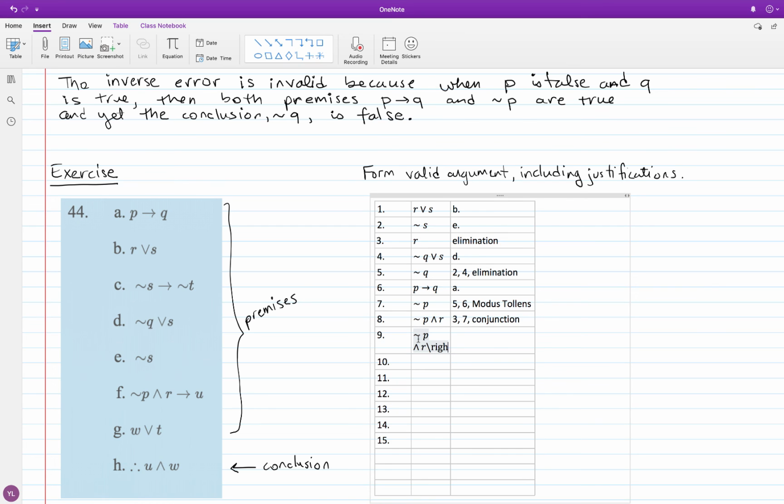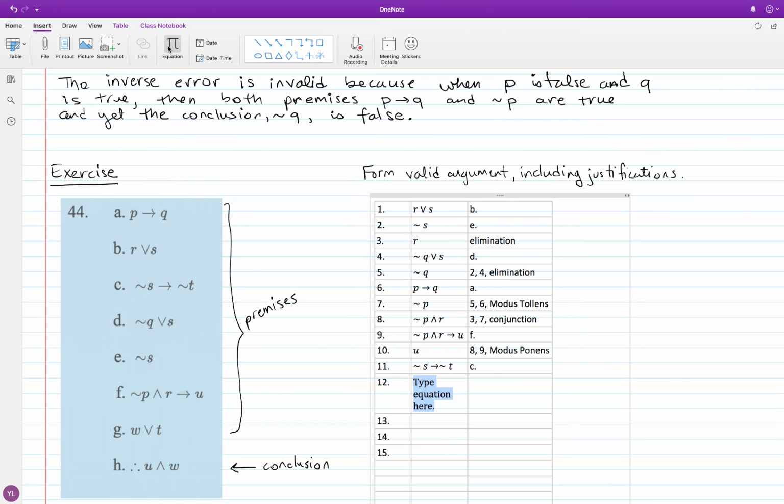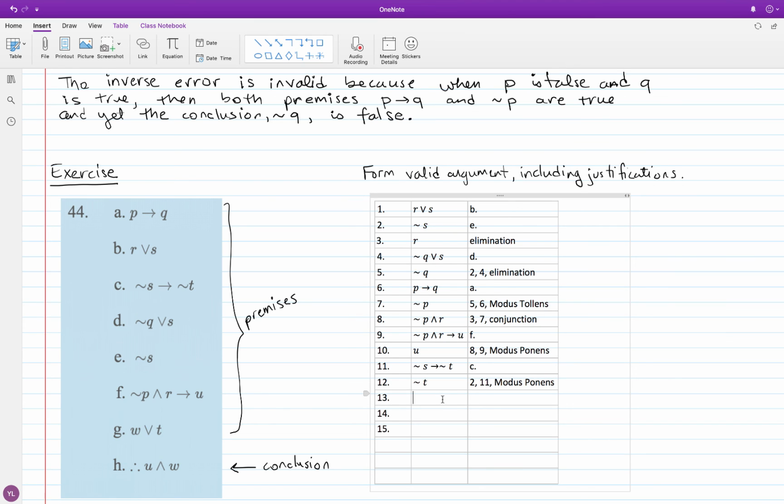Now let's scan our premises to see what else we have. We do have that not P and R implies U. That's premise F. I can therefore apply modus ponens together with 8 and 9 to conclude U. Okay, back to the premises to see what I have. I have not S implies not T. That's premise C. And I already have not S, so I can conclude from that, again with modus ponens, not T. So citing lines 2 and 11 and modus ponens, I conclude not T.